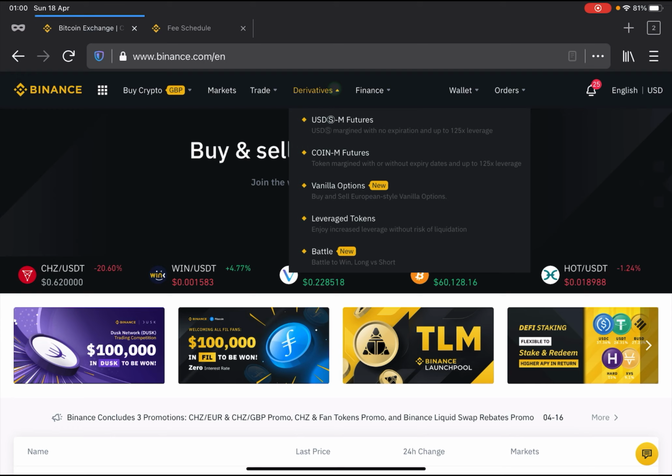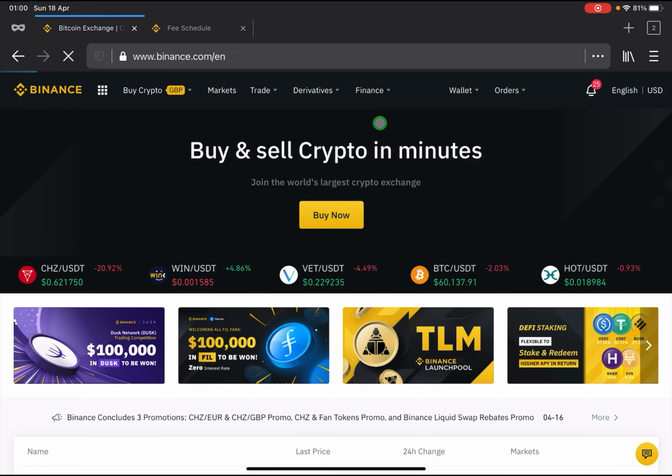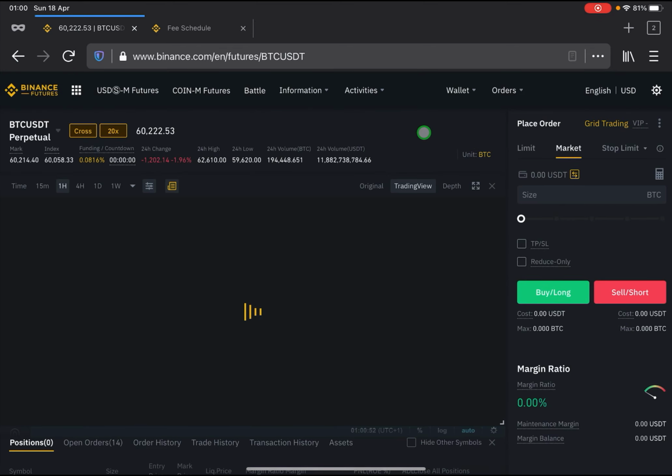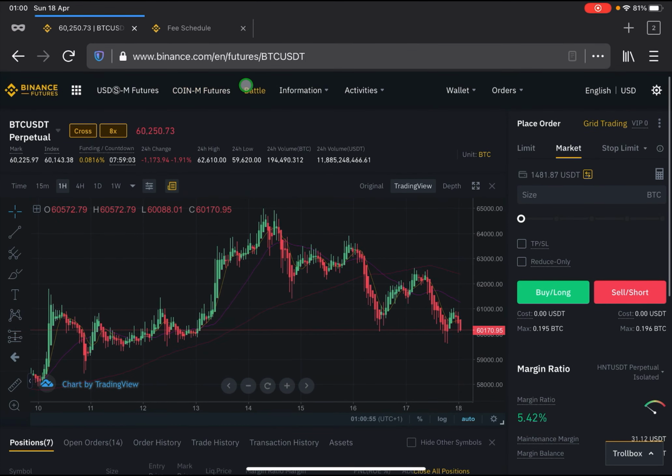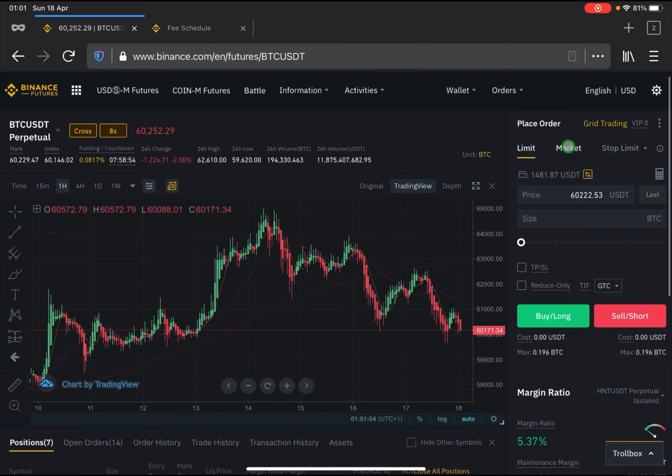So when you're in the Binance dashboard, hover over Derivatives, click on USDS-M Futures. I don't know why they call it that, but click on that. Once you click on that, they'll bring you onto this page where you can see this is your limit order, your market order. I only use these two. I don't use anything else.